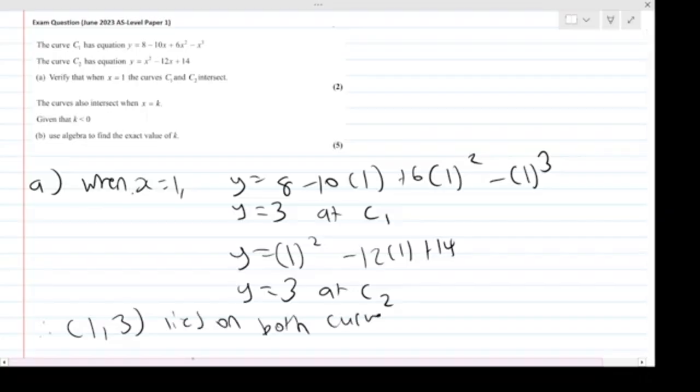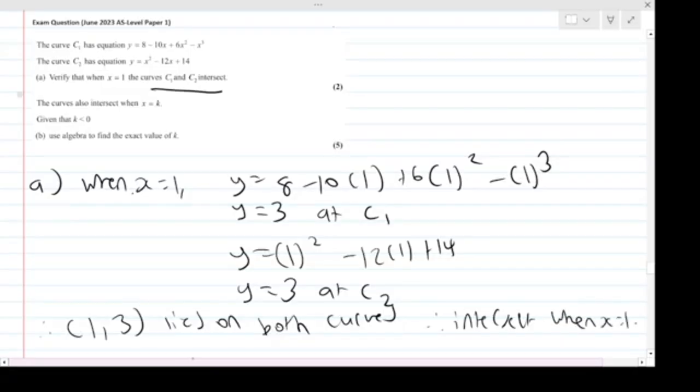Now if two curves share the same point, remember, that means they intersect at that point. Well, there we are then. So they intersect. Therefore they intersect when x is 1. There we are then. So very simple, yeah.